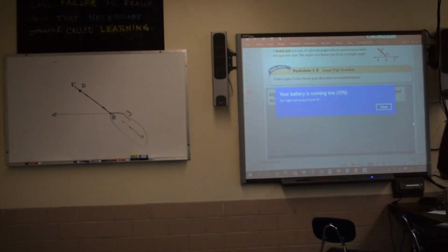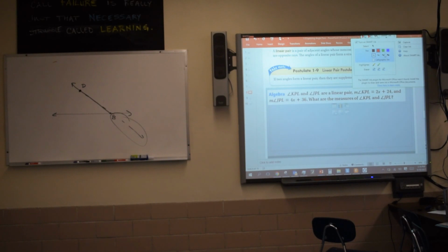Yeah. Okay. So the non-common rays would be BC and BA, right? Those would be the non-common rays. What shape do those non-common rays form? A line. A line. And that's what this is saying.